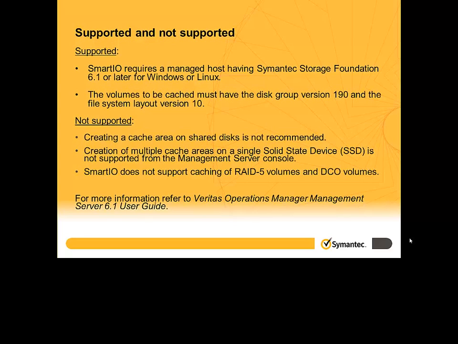SmartIO requires a managed host having Storage Foundation 6.1 or later for Windows or Linux. The volumes to be cached must have the disk group version 190 and the file system layout version 10. Creating a cache area on shared disks is not recommended. Creation of multiple cache areas on a single SSD is not supported from the Management Server Console. SmartIO does not support caching of RAID 5 volumes and DCO volumes. For more information, refer to the Veritas Operations Manager Management Server 6.1 User Guide.